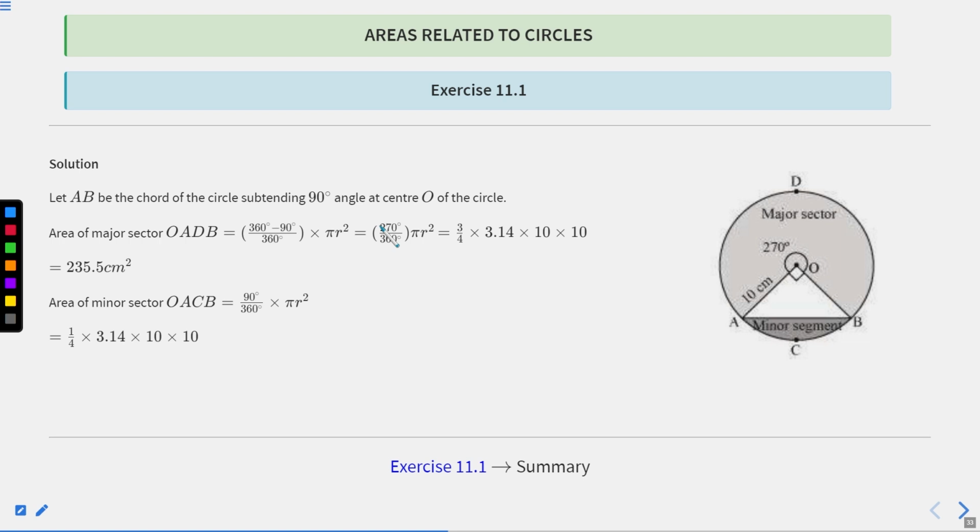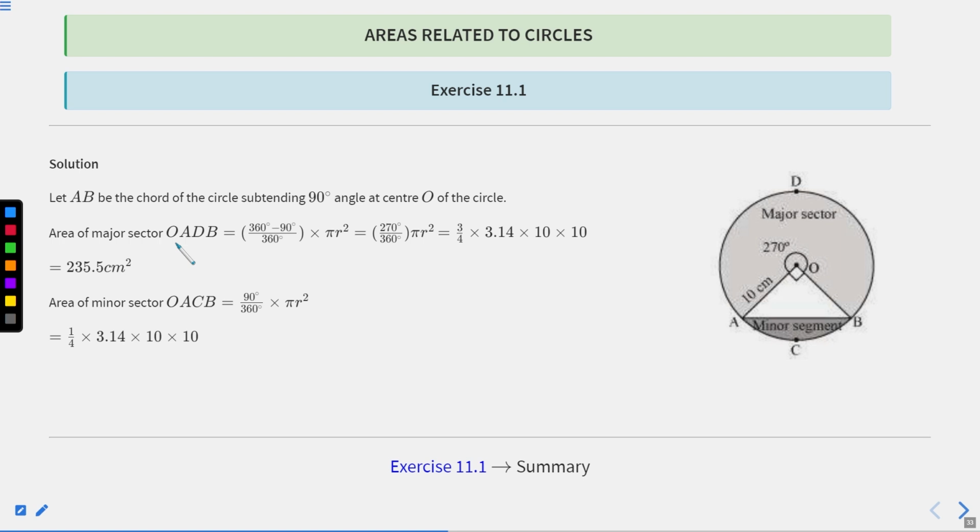Here we have to take the value of pi as 3.14. Then this is equal to 3 by 4 into 3.14 into 10 into 10, that is equal to 235.5 centimeter square. Therefore the area of major sector OADB is equal to 235.5 centimeter square.